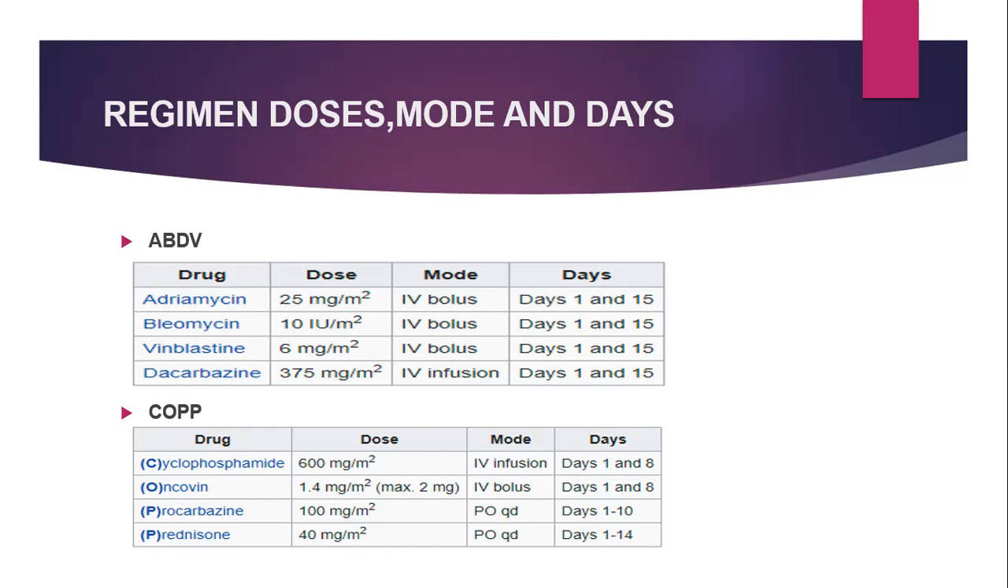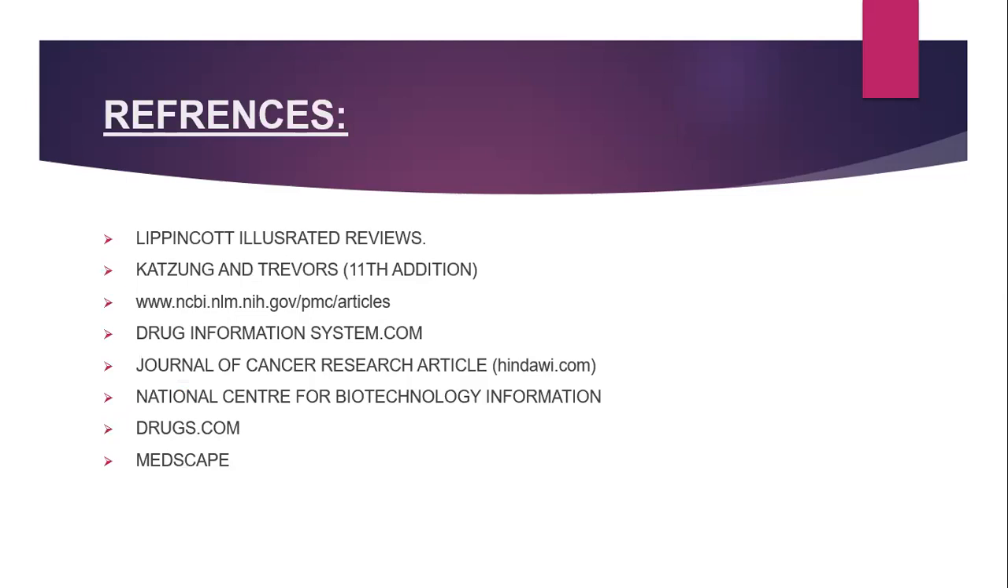Then we have COPP: cyclophosphamide, oncovin, procarbazine, prednisone, and different doses, modes, and days are available. We have to follow the schedule very carefully, and we can't skip the dose. In a single dose, we can't change the days. This was the case, and what we planned and suggested is that we discontinue the bleomycin, because the complication was due to the use of bleomycin. Before 10 years the bleomycin was working properly, but now a complication has occurred.